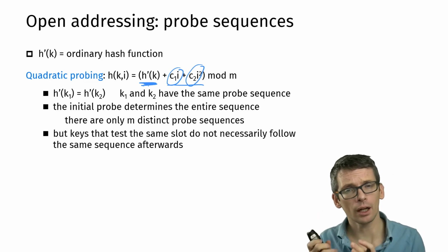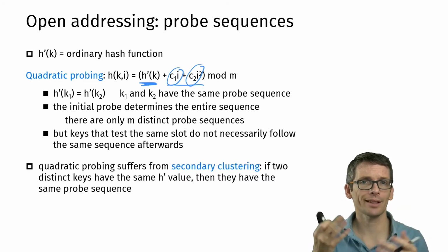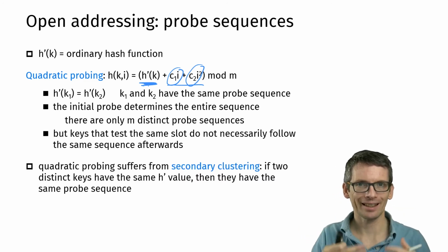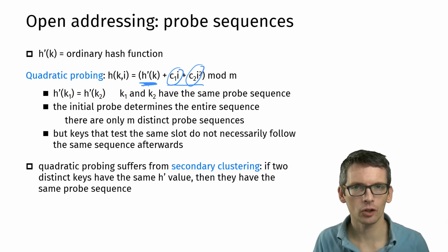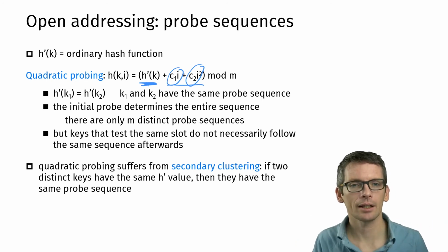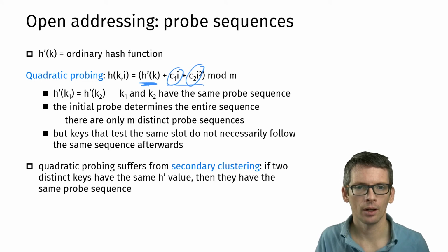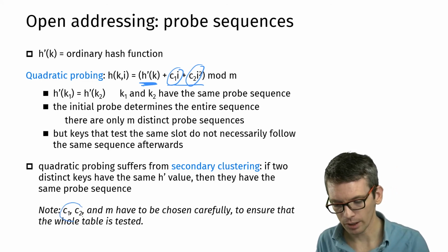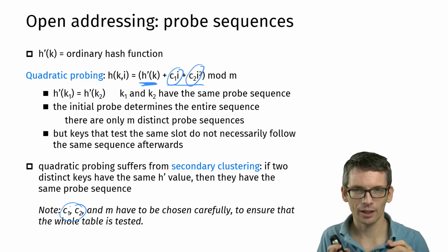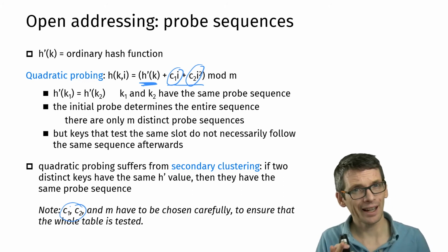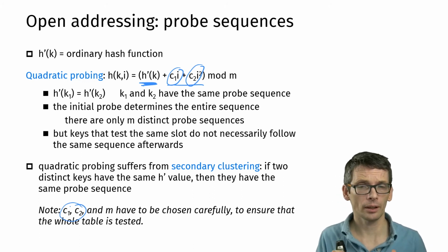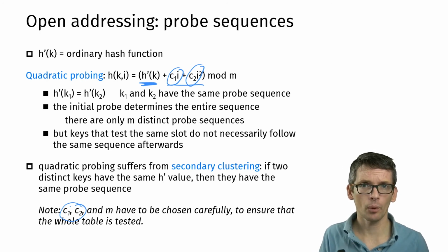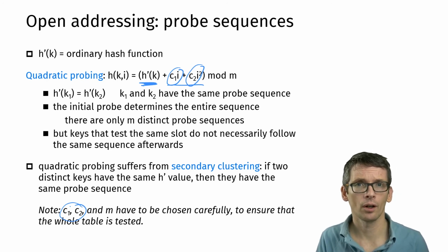So we don't have the primary clustering, but we have what we call secondary clustering, meaning that keys that have the same initial probe result in the same probe sequence. We do need to be very careful to choose c1 and c2 in such a way that we actually get a permutation. So that is a drawback of quadratic probing. It only works for certain values of c1, c2, and m.